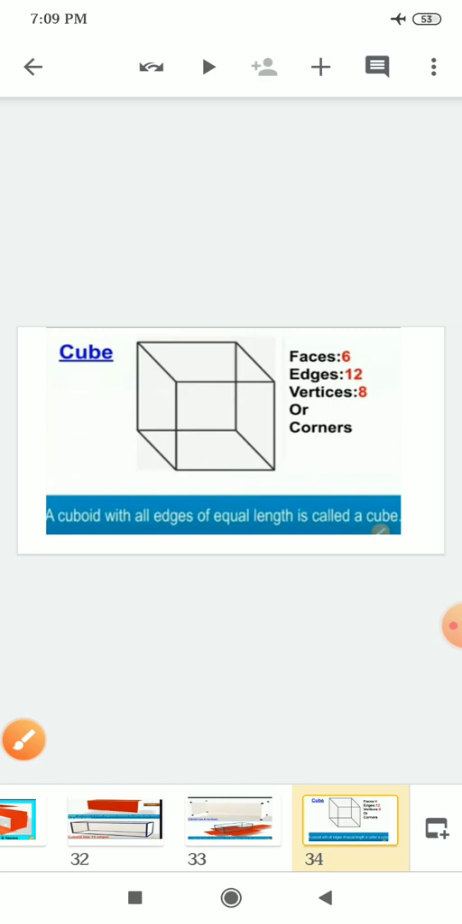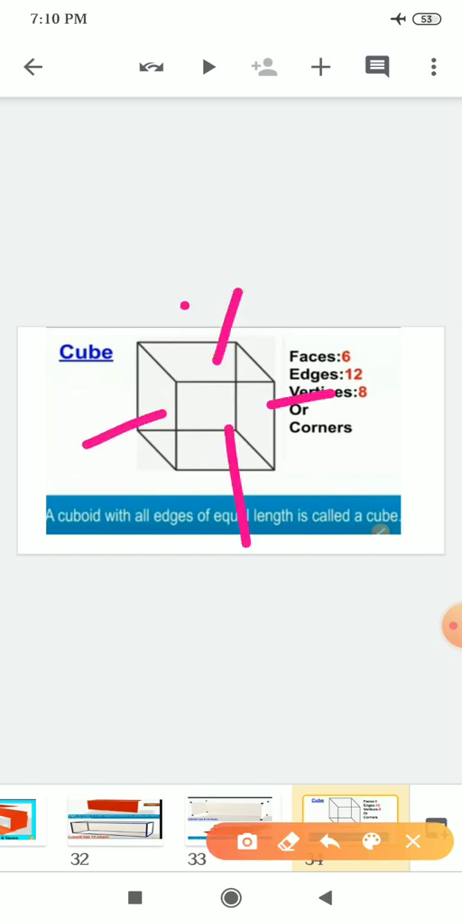Now we come to the cube. A cuboid with all edges of equal length is called a cube. So a cube has 6 faces. You can count here 1, 2, 3, 4, one that side 5, and one below, that is 6. If you count the edges, 4 are here, 4 same way will be down, 8, then 9, 10, 11, 12. It will have 12 edges.